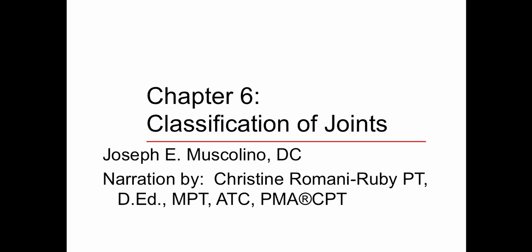Joints can also be classified based on their anatomy or their structure. The three major categories of joints classified by structure are fibrous joints, cartilaginous joints, and synovial joints.